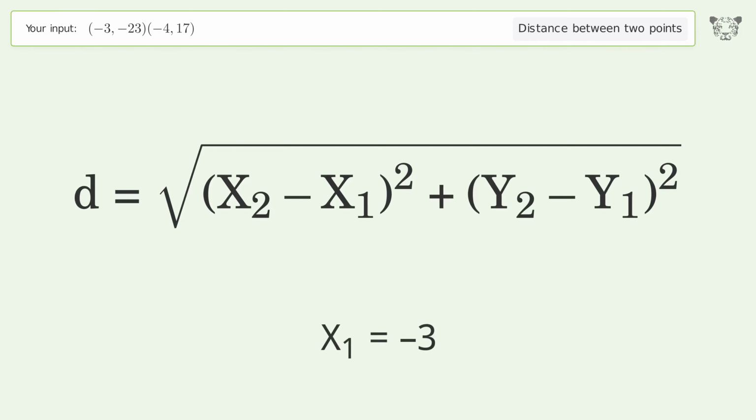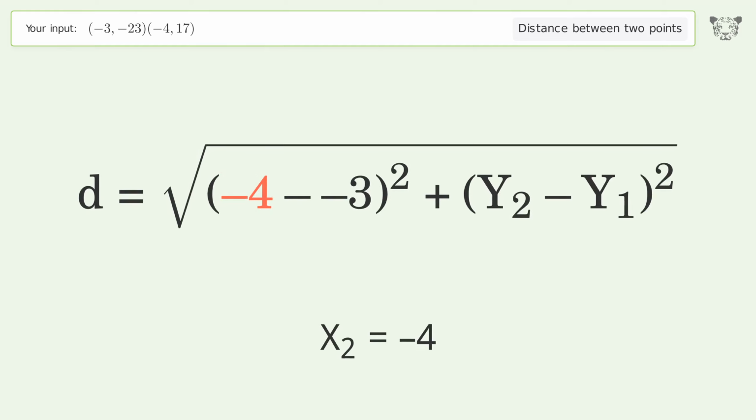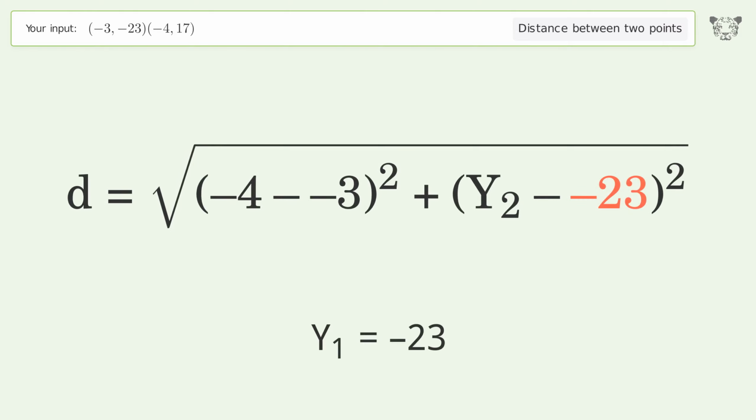x1 equals -3. x2 equals -4. y1 equals -23. y2 equals 17.